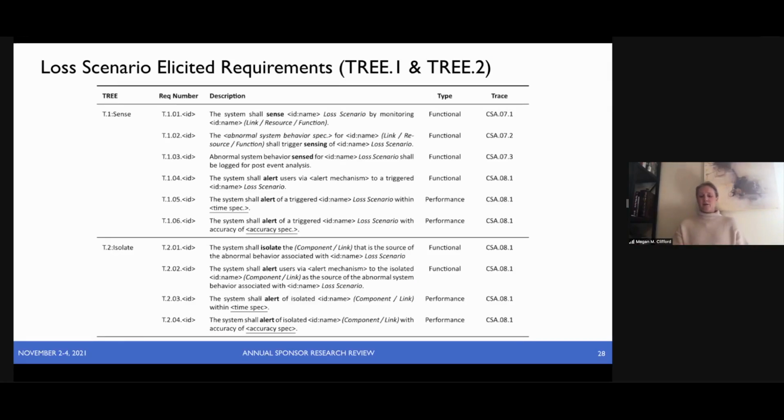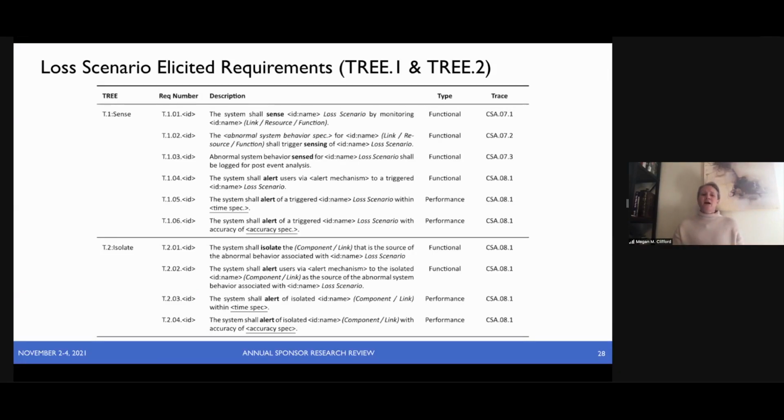So for an example, what we've looked at is our tree, our T1, which is the sensing, and you can see the requirement number and then the description. We'll just read the first one. It's the system shall sense, we have the ID name, loss scenario by monitoring either the link, the resource, or the function. And this type of requirement is a functional requirement, and it traces right back to the cyber survivability attribute 07.1, which is one of the cyber resiliency constructs, that the system shall monitor operational parameters, boundaries, and configuration controls.